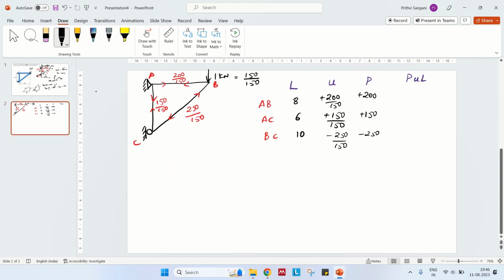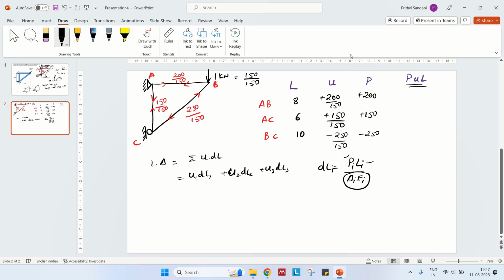So now you have three members. It should be one times delta equals the summation of u times dl. So that is u1 dl1 plus u2 dl2 plus u3 dl3. dl is the deformation in each member, which is P_i L_i by A E. Here AE is constant. Lengths and P are changing, so we tabulate the values of L, U and P, which are changing.